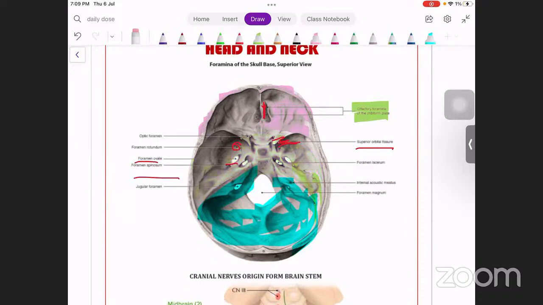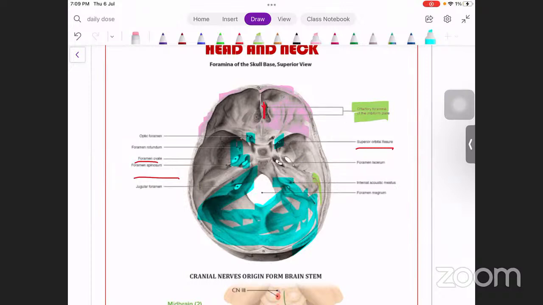Let me erase all the content here so that you are able to remember it. So this is a foramen, this is the superior orbital fissure, and you have the optic foramen, foramen rotundum, foramen ovale, and below the foramen ovale, you have the foramen spinosum. Standing room only for seniors.